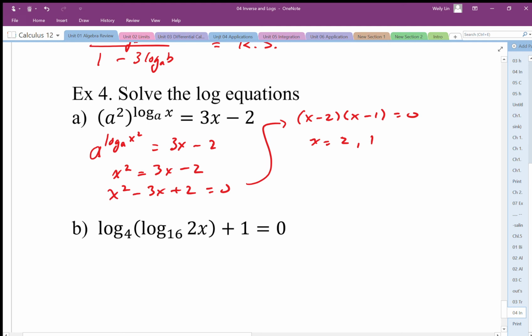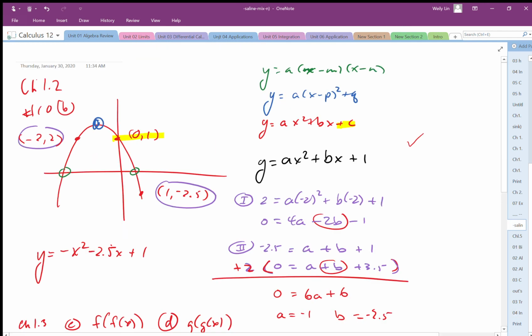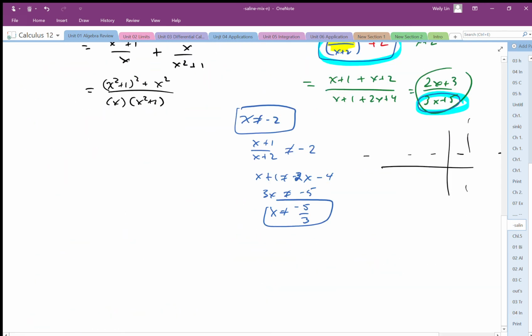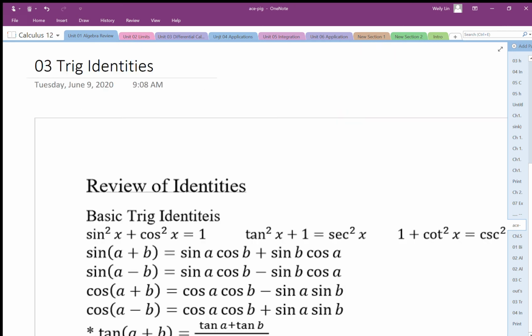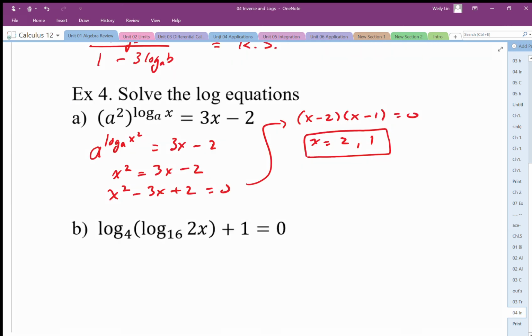We have to be careful though, because we always have to check for extraneous solutions. Can these solutions be plugged back into the x here? Yeah, they both work. They both are good solutions. But we have to always check for extraneous solutions. That is very important.